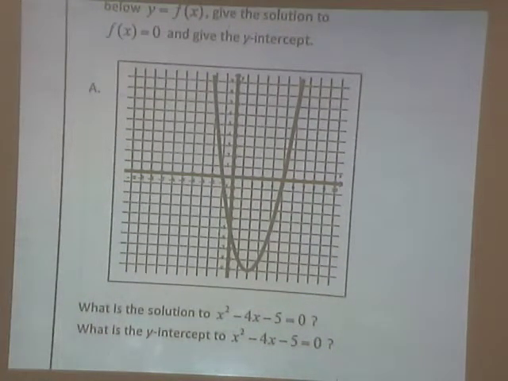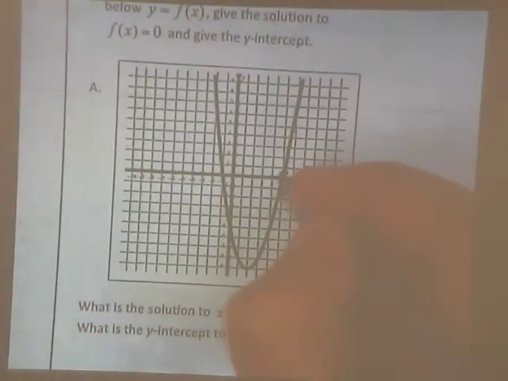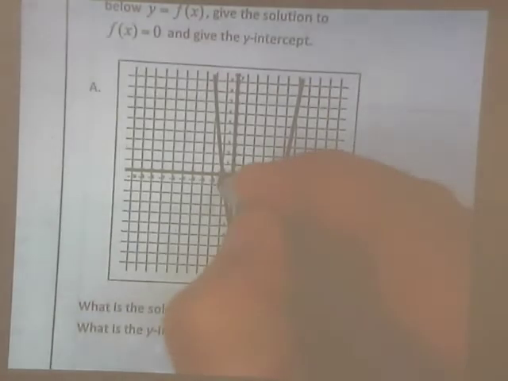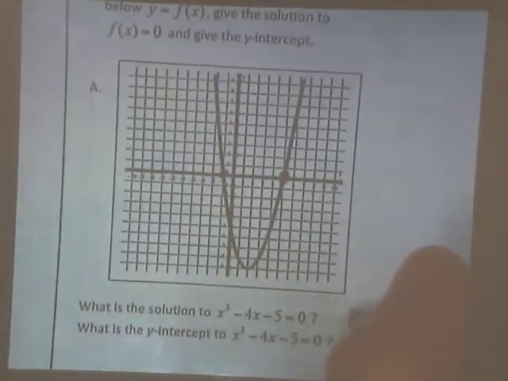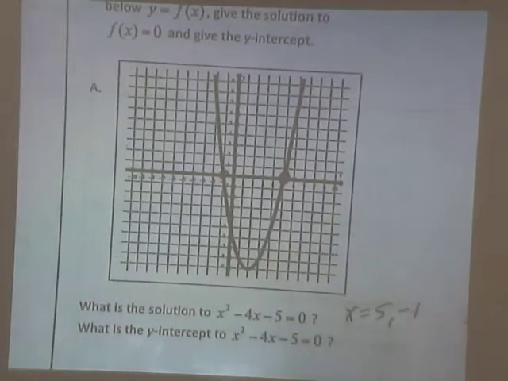So where do we find the solution on the graph? If you're just looking at the graph, where's the solution? Anybody know? Where it crosses the x-axis, right? So what number is this here? And what number is this here? 5 and negative 1. So the solution is x equals 5 and negative 1.